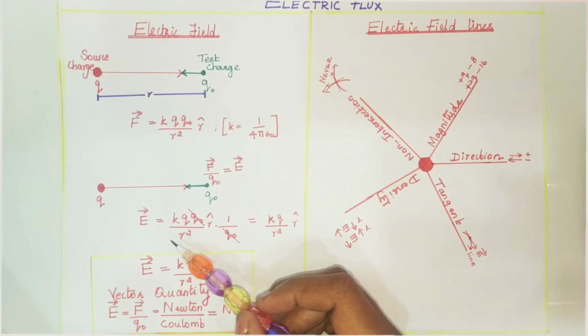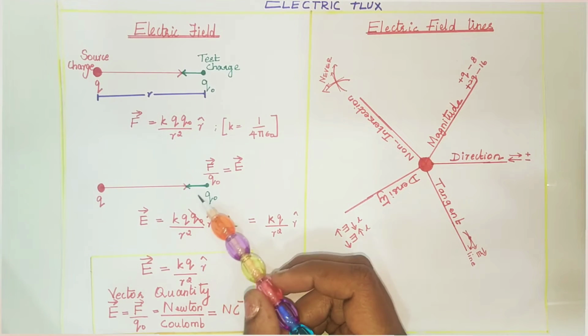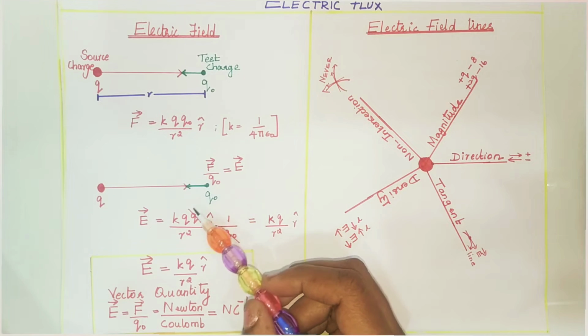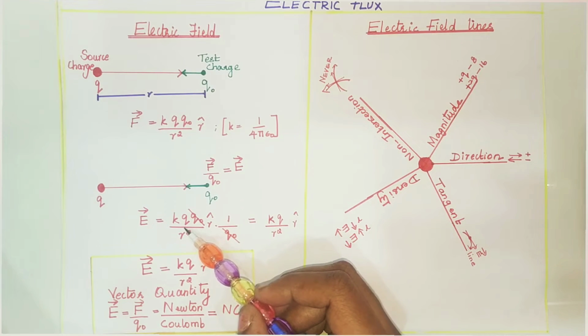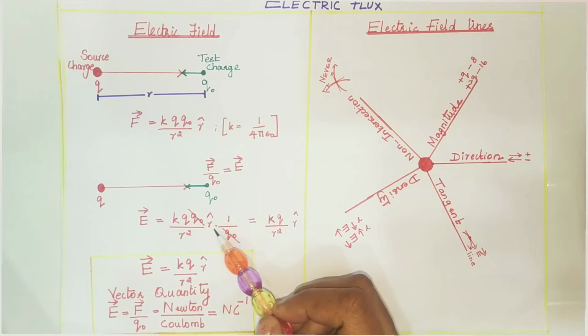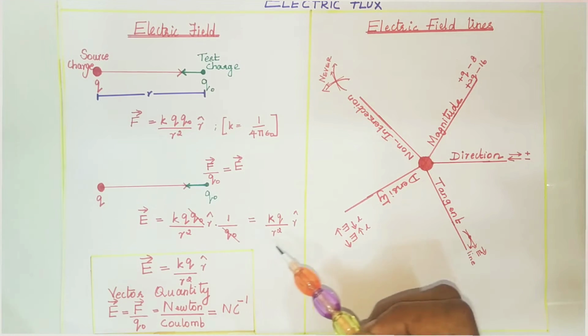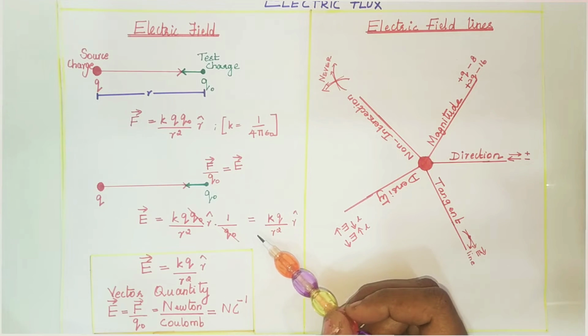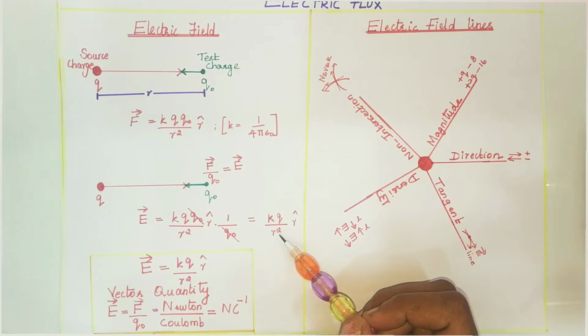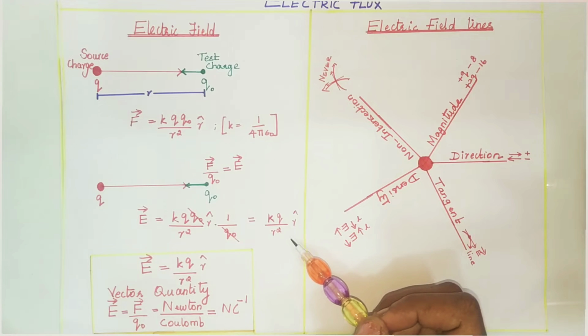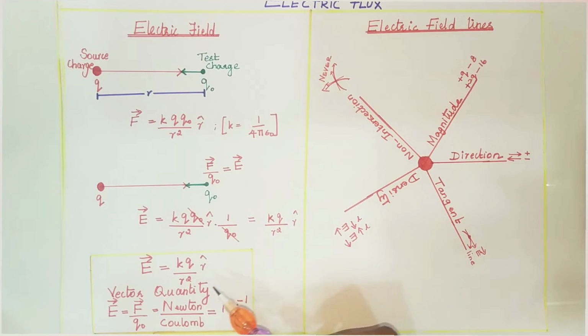And we can write E vector is equal to F vector by Q0. For F vector, we put K Q Q0 by R square R unit into 1 by Q0. Q0 and Q0 get cancelled. So we get the expression K Q by R square R unit. And this electric field E vector is a vector quantity and its unit is Newton Coulomb inverse.